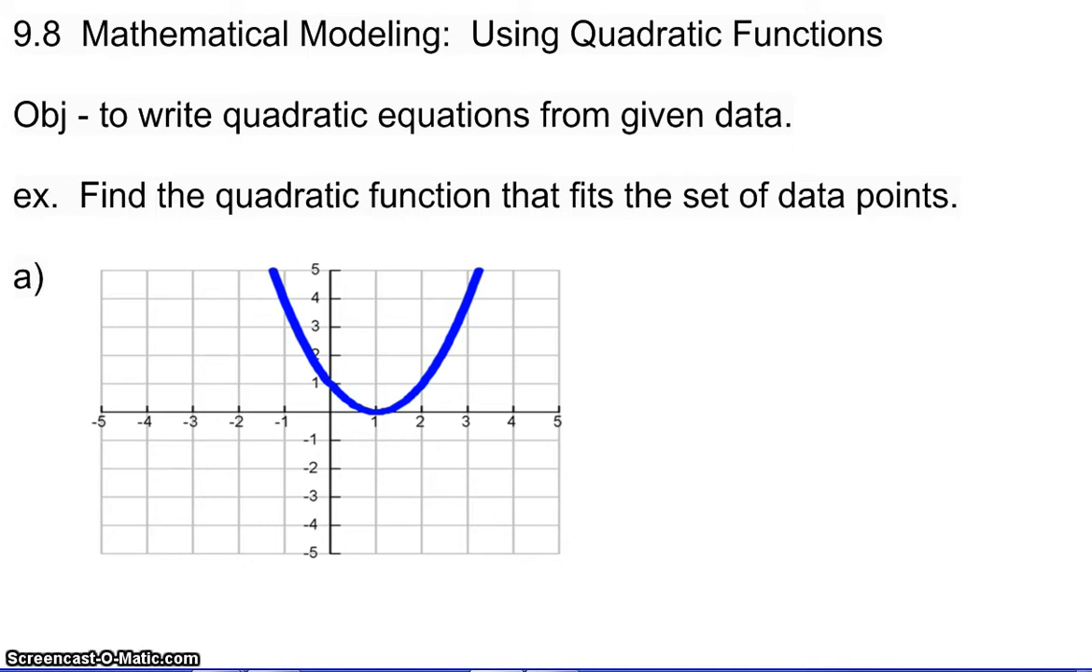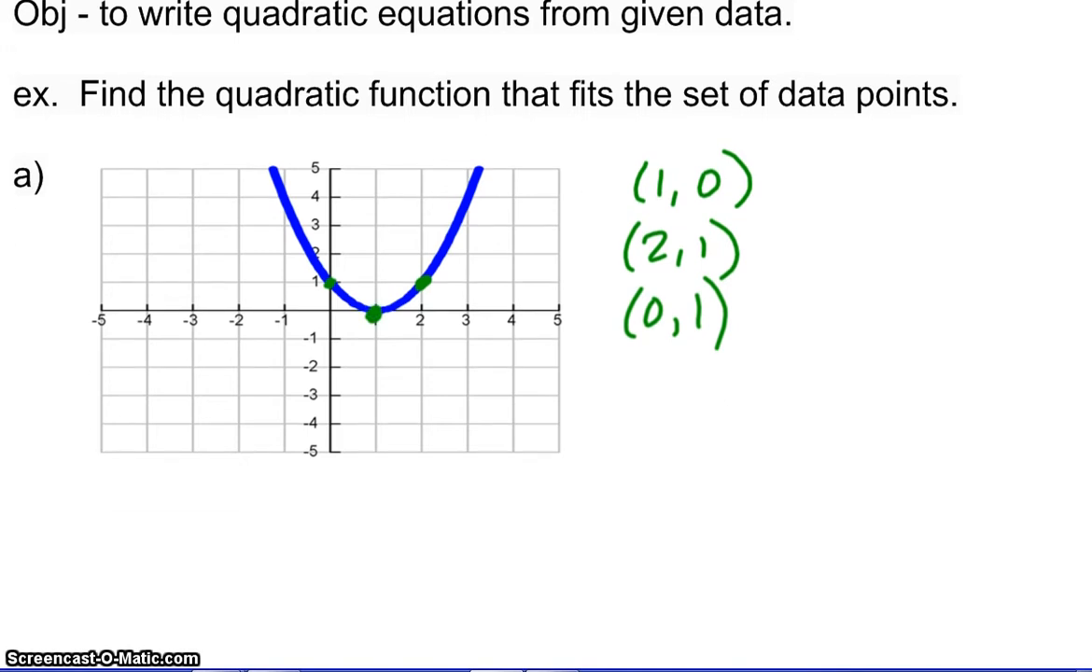So we're given a graph here, and what we want to do is find some points from this graph and then plug it into our quadratic function and find out what it actually equals. So the first thing here is we can select some ordered pairs. We have 1, 0. We have another good ordered pair there, knowing it intersects there at 2, 1. And we have another one here at 0, 1. Now there's other ones you could use, but those are the three that I'm going to use for this problem.